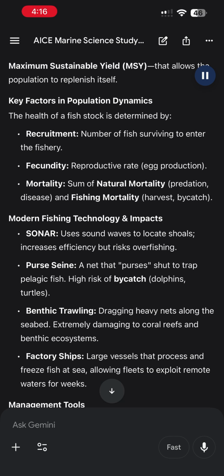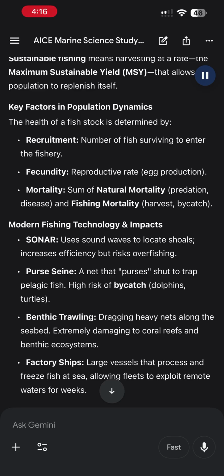Modern fishing technology and impacts: sonar uses sound waves to locate shoals, increases efficiency but risks overfishing. Purse seine, a net that purses shut to trap pelagic fish. High risk of bycatch, dolphins, turtles.